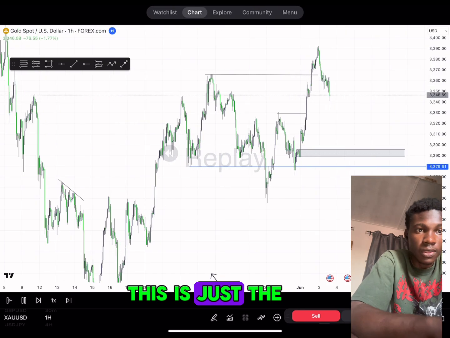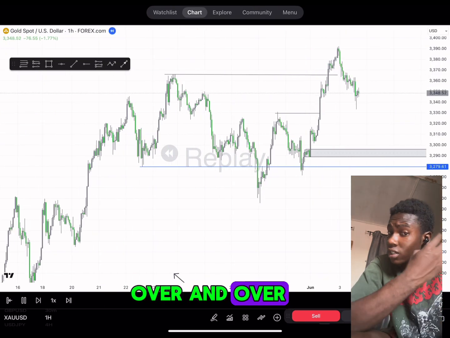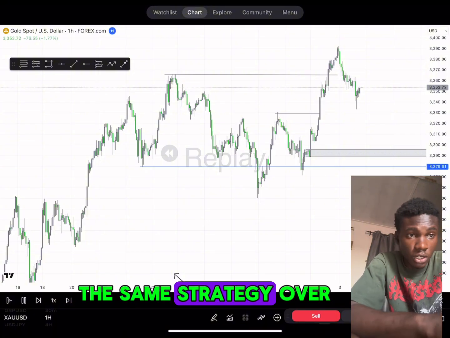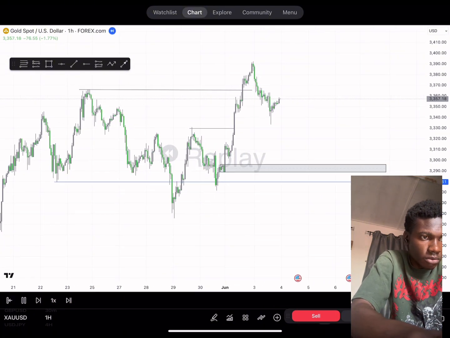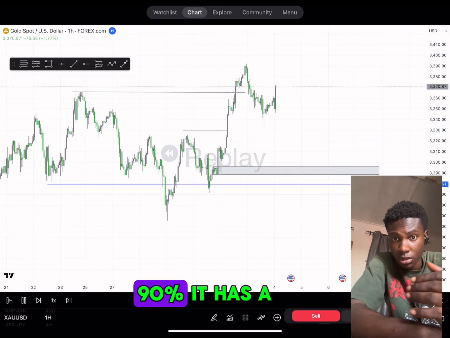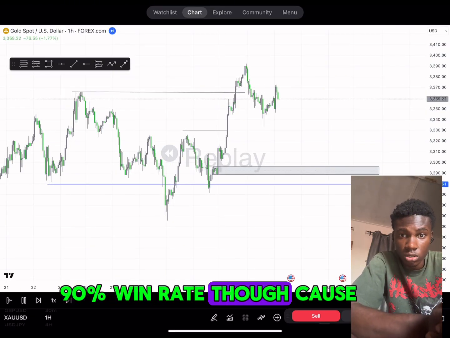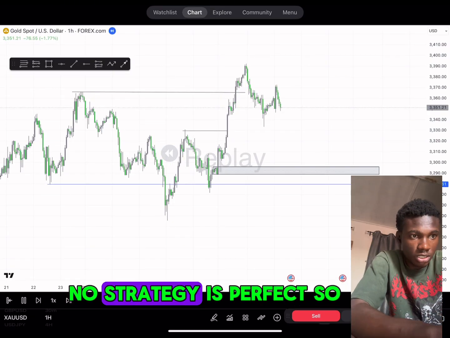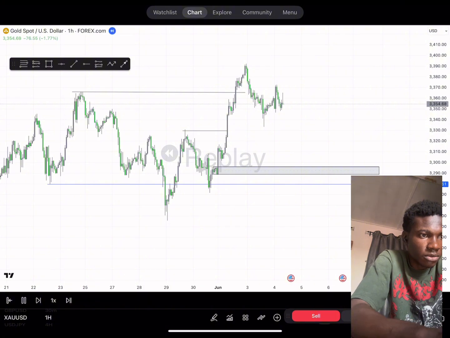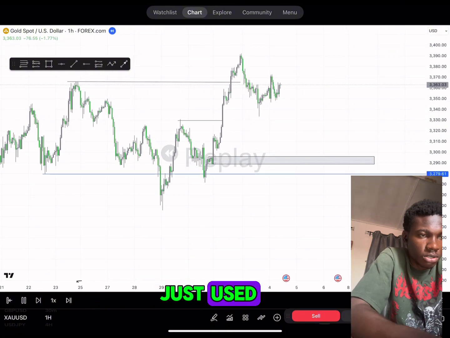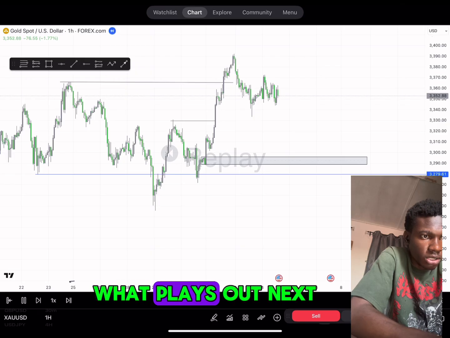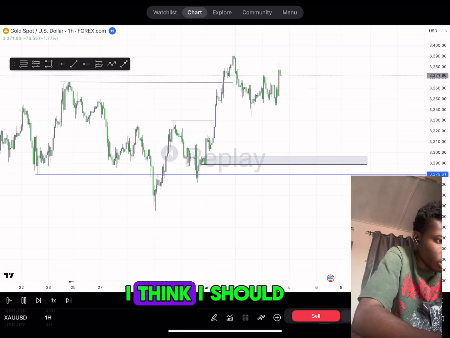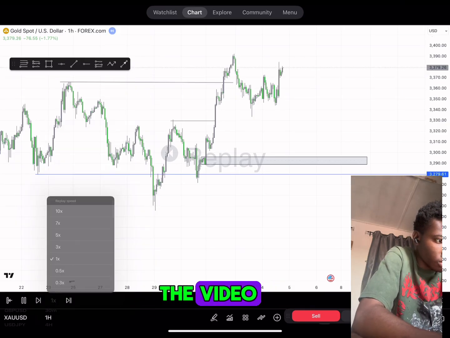This is just the same strategy I use over and over again to catch the market. I'm not going to say it has a 90% win rate though, because no strategy is perfect. So this is what I just use. Now I'm going to watch what plays out next. I think I should make this faster for the video.